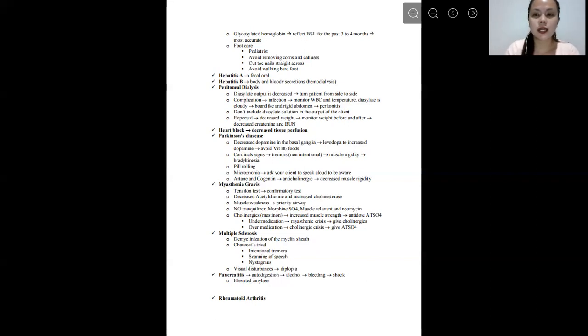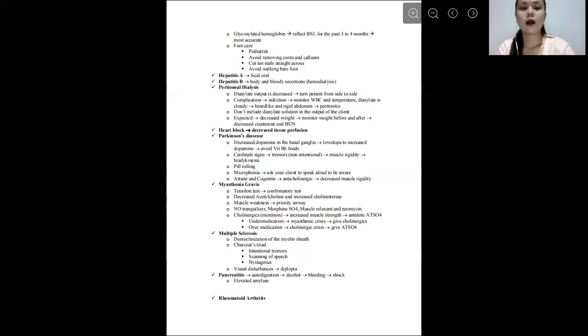So next is pancreatitis. Pancreatitis is the inflammation of our pancreas. Our pancreas produces enzymes that help digestion and help the body regulate the glucose level, or process sugar. If our pancreas is inflamed, there would be autodigestion, a process where our pancreatic enzymes destroy its own tissue, which leads to inflammation.